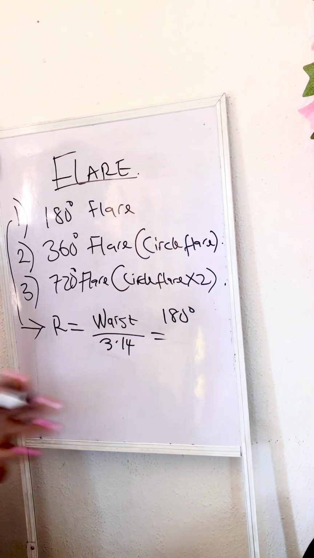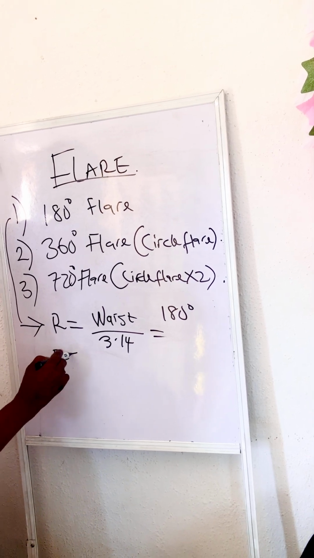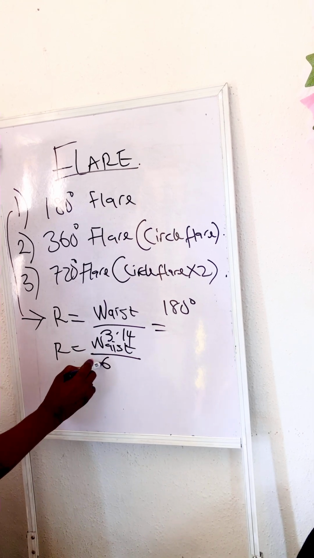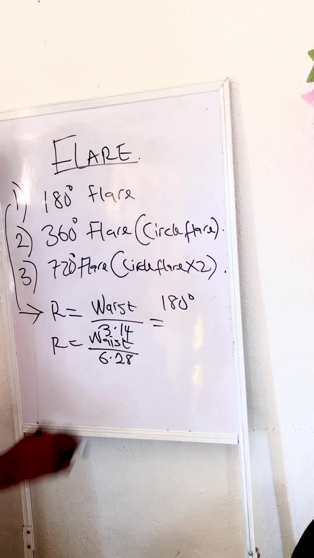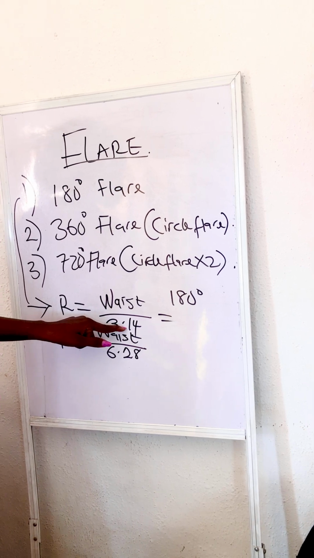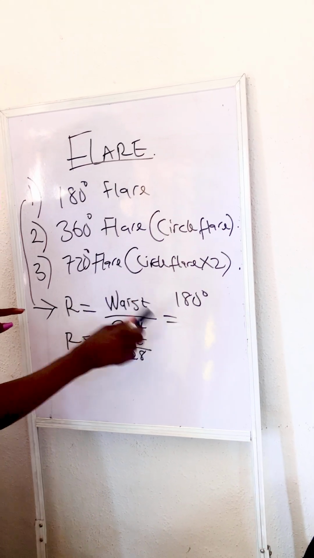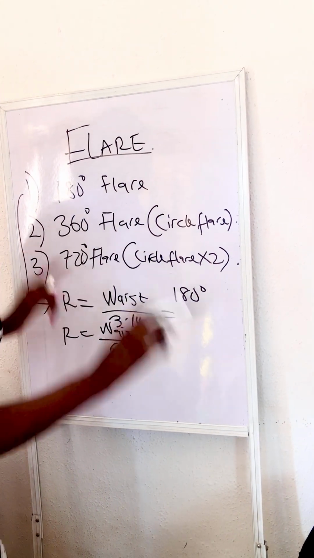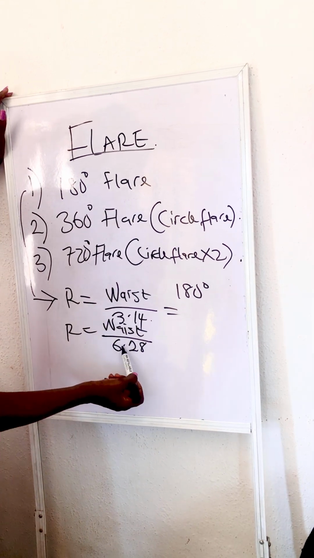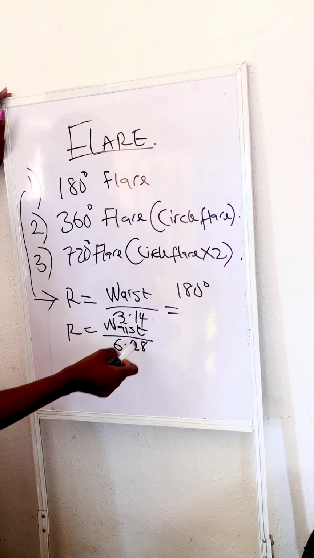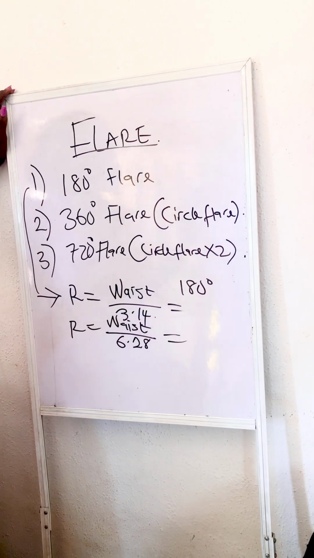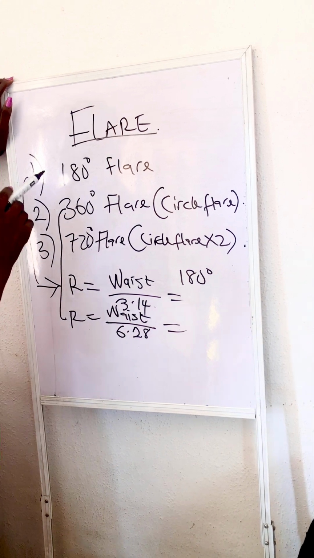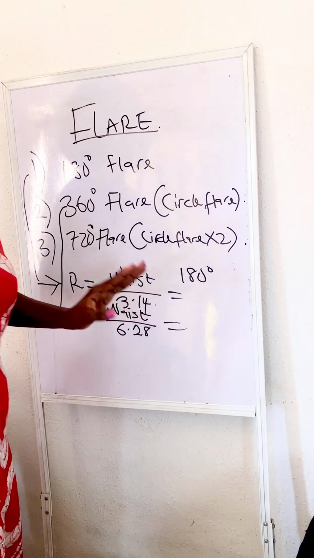Now for 360-degree, let me write 180 here. For the 360-degree flare, you are going to get your radius by dividing your waist measurement by 6.28. That is twice of this 3.14. If you multiply this by 2, it will give you 6.28. So to get your radius, you just multiply this by 2, so it will give you 6.28. So you divide your waist measurement by 6.28. Whatever it gives you is your radius. That is for the 360-degree flare, right?